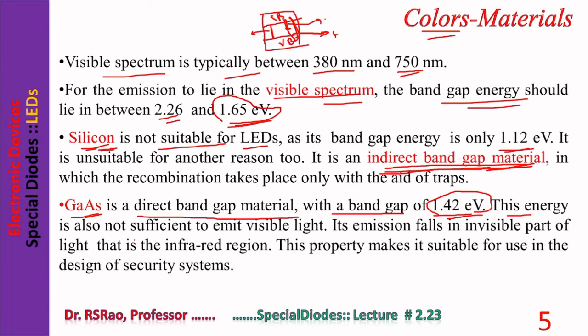This energy is also not sufficient to emit visible light. Its emission falls in the invisible. There are two types of light: visible light and invisible light. So emission from a gallium arsenide diode falls in the invisible part of light, that is, in the infrared region. This property makes it suitable for use in the design of security systems.